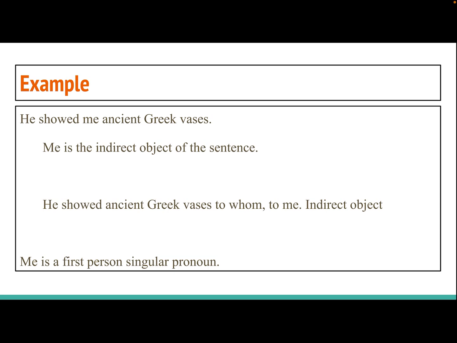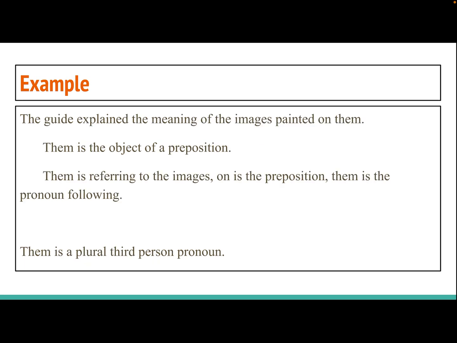I need to figure out what kind of object me is. Now it says me is the indirect object of the sentence. How? He showed. Who or what did he show? He showed ancient Greek vases. So Greek vases would be the direct object of the sentence. To whom did he show ancient Greek vases? To me. So that's how me is the indirect object of the sentence. He showed what? Greek vases. To whom? To me. I think this is the last one.